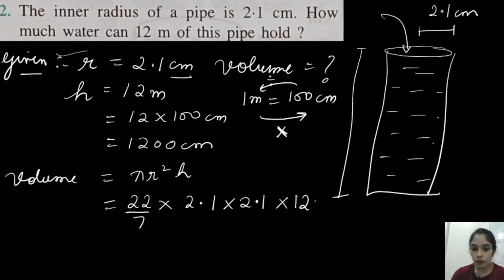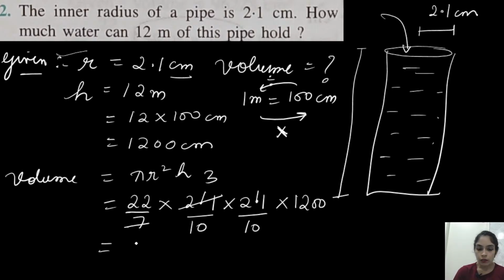This is 1200. Let's remove this decimal. When we remove this decimal, 10 will come in the denominator, because after the decimal 1 digit is there. So it will become 21/10. Here also it will become 21/10. Now if any cancellation is possible, we can do 7 into 1, 7 into 3. So this 10 will get cancelled, and another 0 here will get cancelled. So 22 into 3 into 21 into 12.